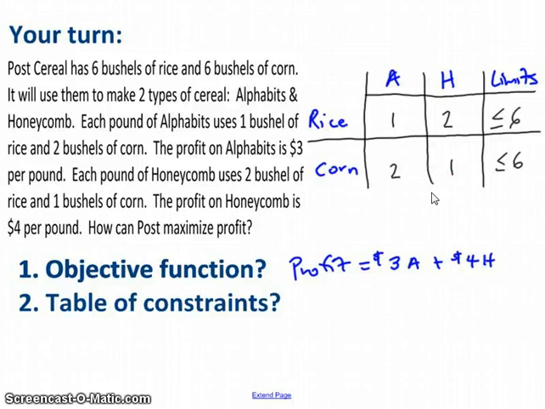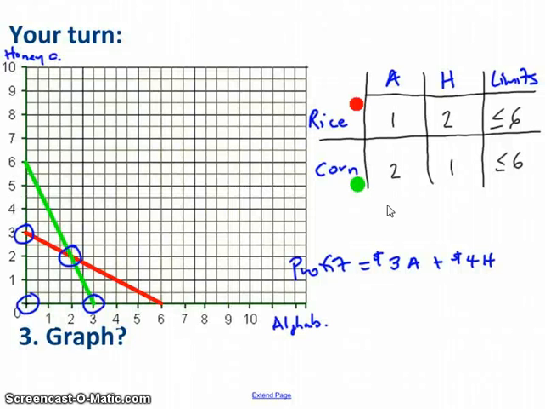Okay, I'm going to assume that you did that. The next task is to draw the graph now. So go ahead, based on this table, and draw that graph, and when you come back, I'll show you my version. All right, I'm going to assume that you did that. And here's my version of the graph of the story about honeycomb and alphabets.